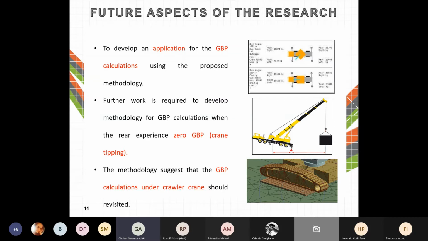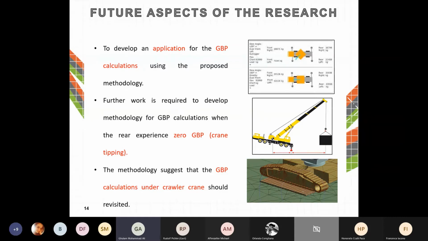And further we have to work on zero ground bearing pressure scenarios where the crane goes for the tipping. When the crane goes for the tipping, it means that the pressure at the back of the crane is almost zero. That's why everything is on the front side, close to the load. So that has to be calculated and that has to be developed.